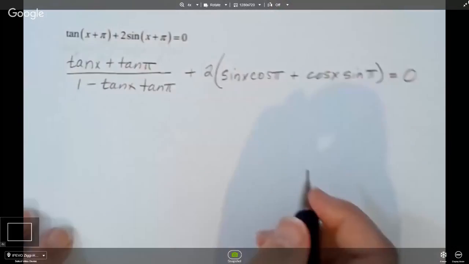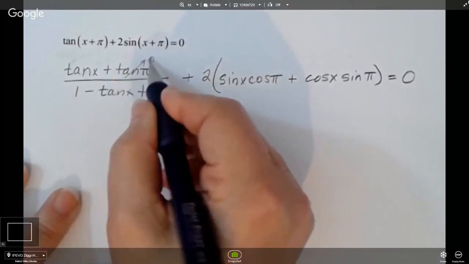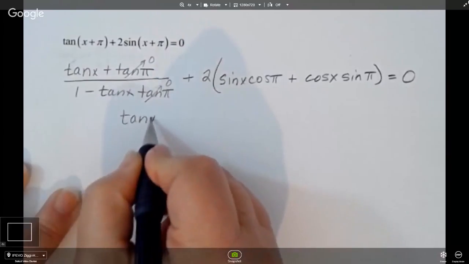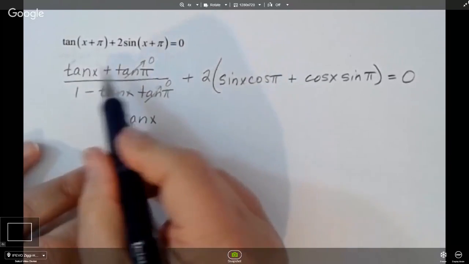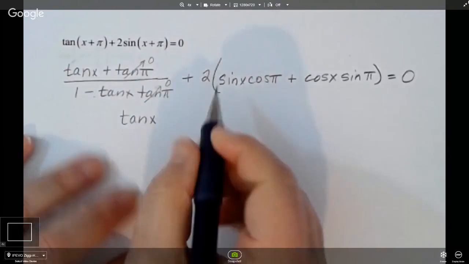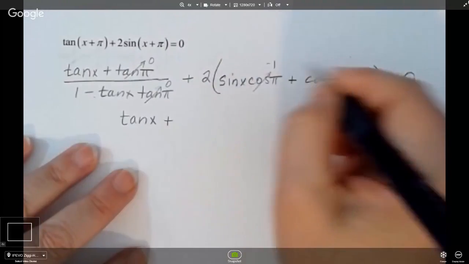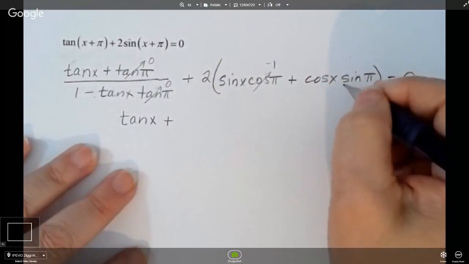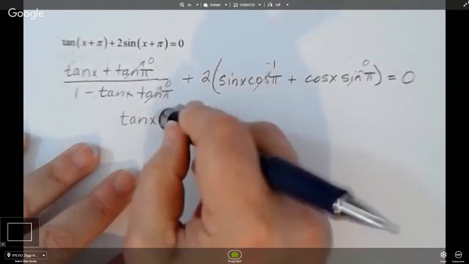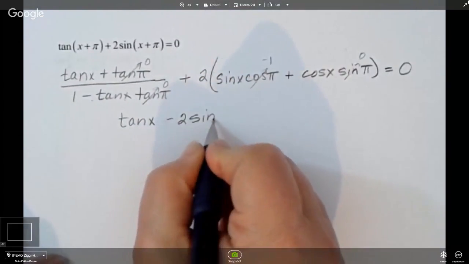Now let's plug in what we know. The tangent of pi happens to be 0, so this is 0. That is 0. So what am I left with here? I'm just left with tangent of x, because it gives me tangent in the numerator, and then 1 minus 0 is just 1, so it's just tangent. Plus, the cosine of pi is -1. The sine of pi is 0, so this term goes away, and I'm left with, I really should make this a minus now, -2 sine x equals 0.